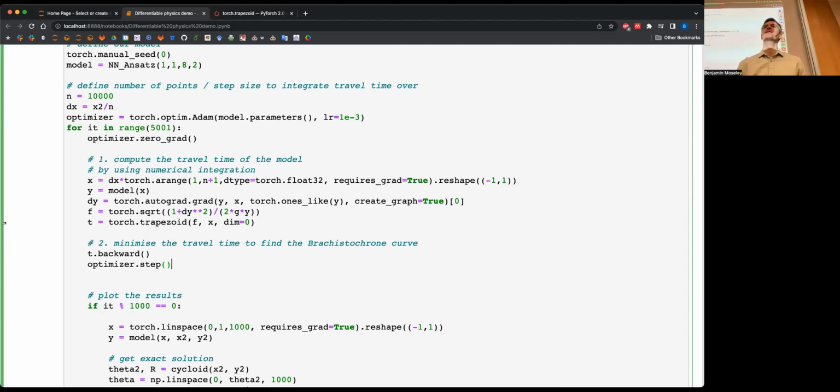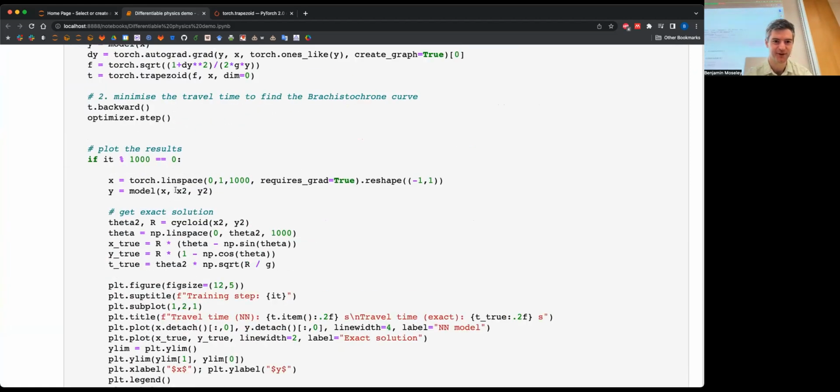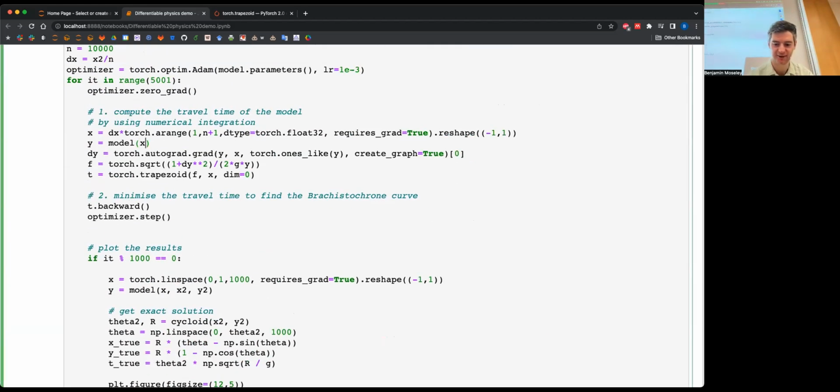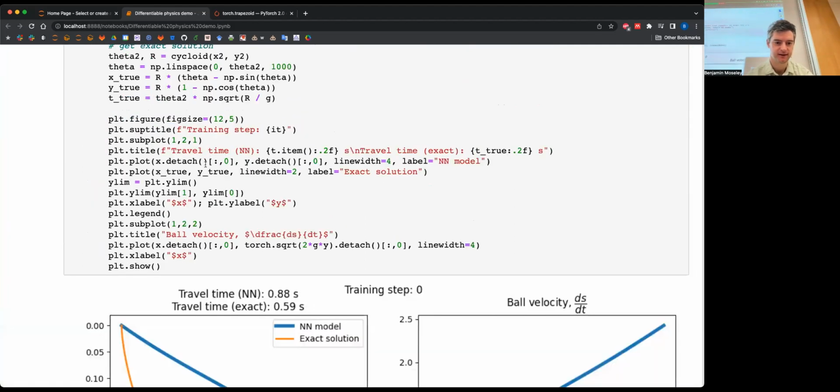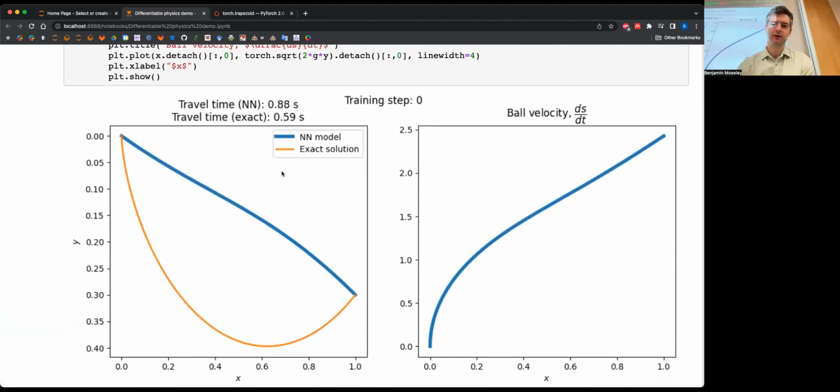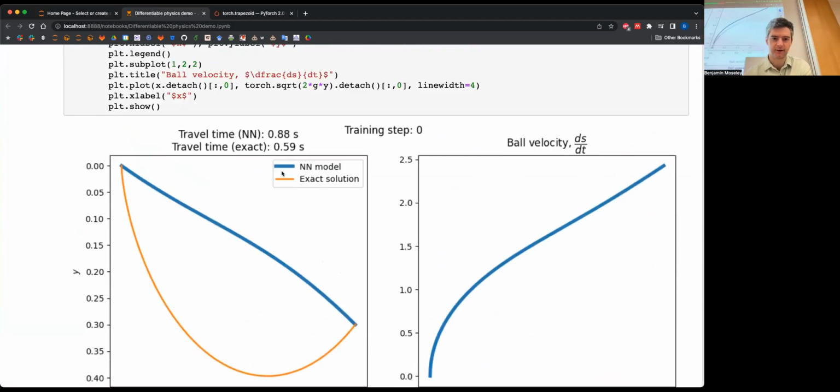Does this make sense to everyone? Any questions so far? Okay, so let's see if it runs. No, so we need to pass x2 and y2 and x to our model. Okay, perfect. So let's just see if it seems to be working.